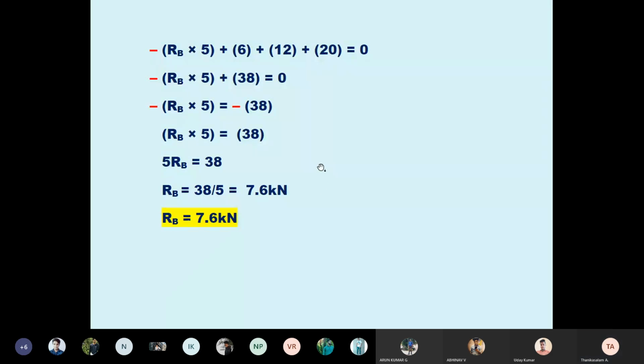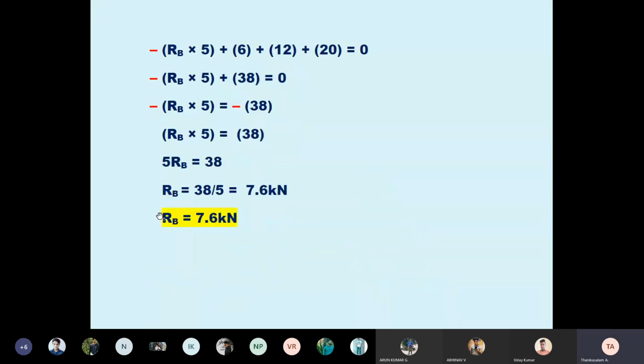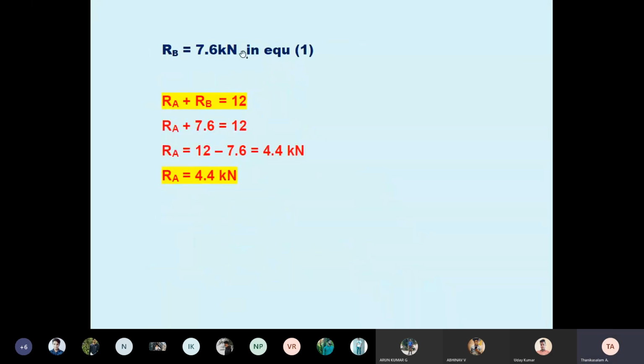Very simple. So we have already equation 1: RA plus RB equal to 12. So I am applying RB in equation 1. RA plus 7.6 equal to 12. Therefore, RA equal to 12 minus 7.6. Therefore, the final answer: RA equal to 4.4 kilonewton.